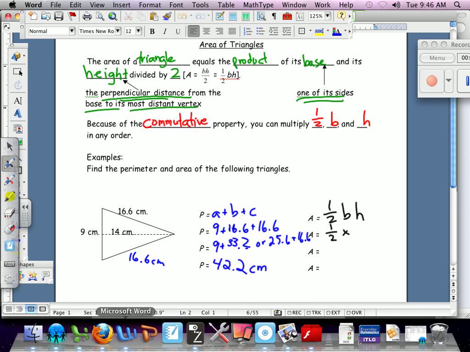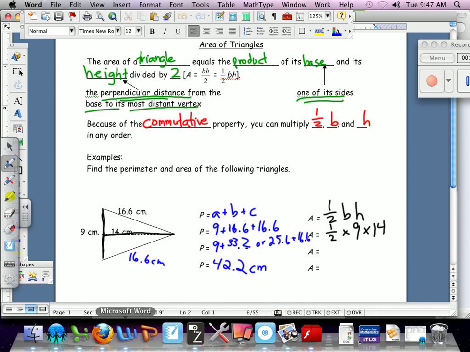The base would be 9 centimeters and the height would be 14 centimeters. Don't always think the base is going to be the one that's horizontal, like it's sitting on the floor. This time the base is over here, because it's the only one for which I know how long of a distance it takes to go to the other extreme. So the base here is 9, and the height here is the 14 centimeters.